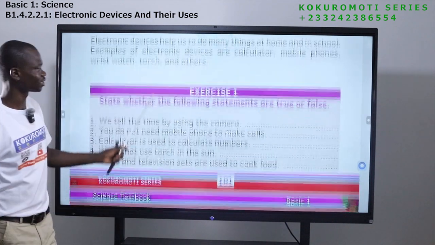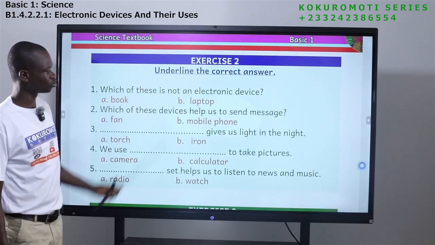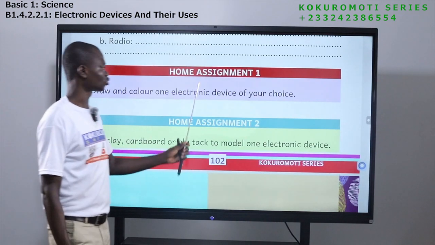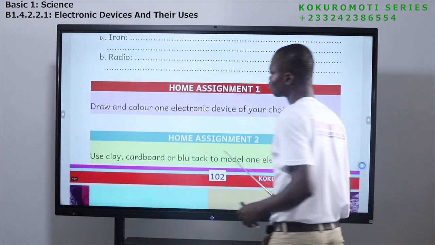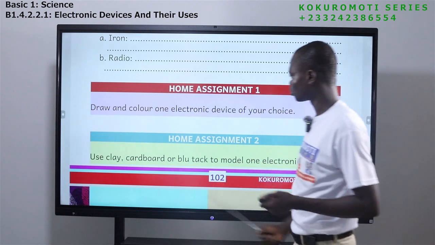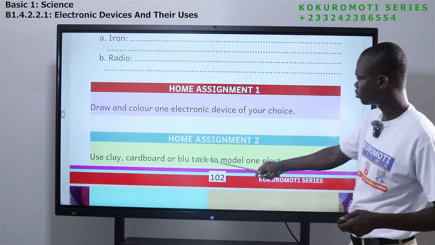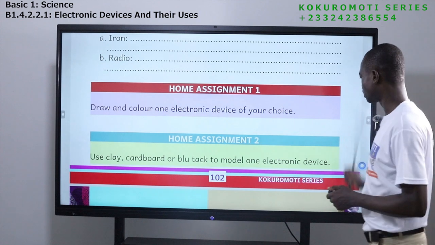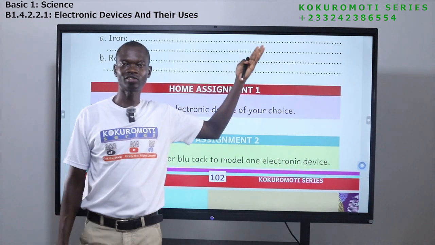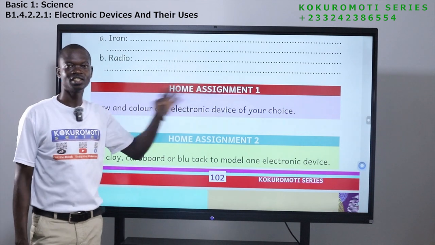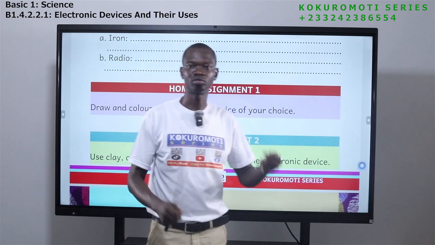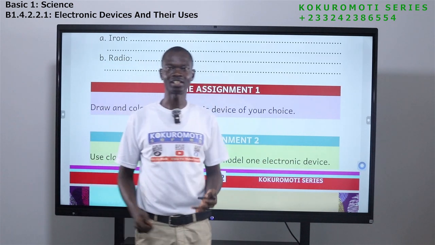Okay, now this is exercise 1, exercise 2, exercise 3. We have home assignment 1, home assignment 2. So home assignment 1, draw and color one electronic device of your choice. Home assignment 2, use clay, cardboard, or blue tack to model one electronic device. So this is what you are going to do as your homework, and the ones over there too, that is your exercise. If you don't have a copy of this book, get a copy so that you can get to know the questions and then answer them for me.